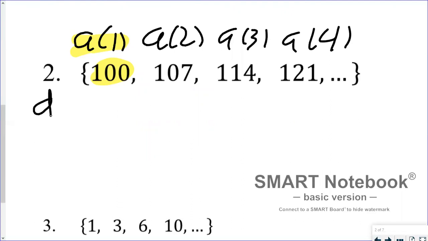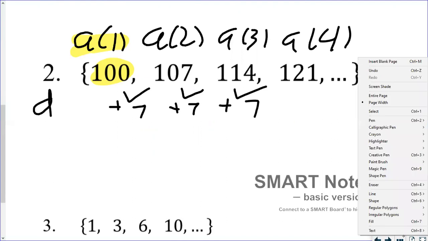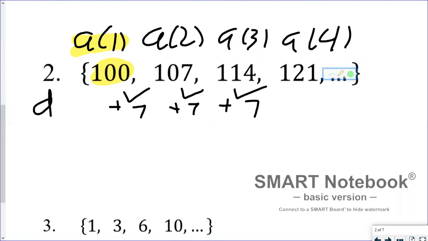If I subtract 107 minus 100, we know that's 7. So it appears like I'm adding 7. So 100 plus 7 is 107. 107 plus 7 is 114. 114 plus 7 is 121. So we know it's an arithmetic sequence because I'm adding a common number. Now we're being asked to find an explicit formula and a recursive formula. So let's highlight that common difference D, which is 7.